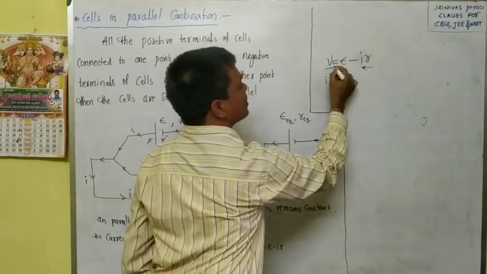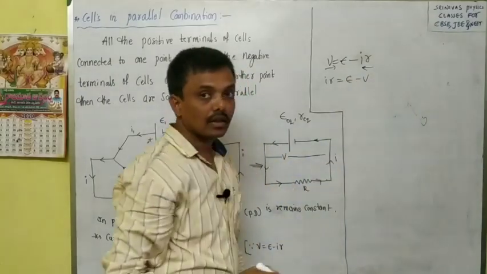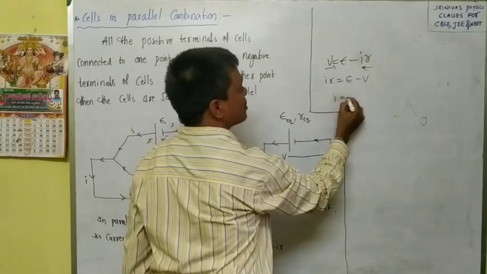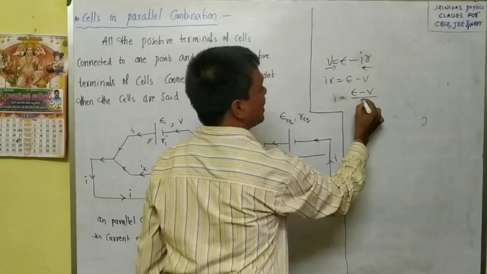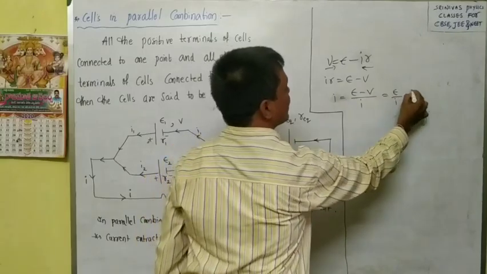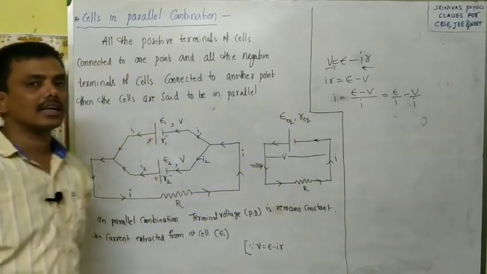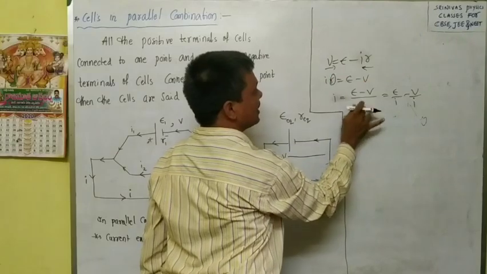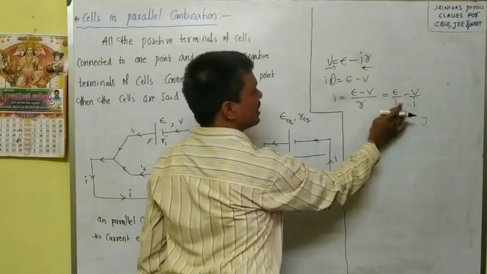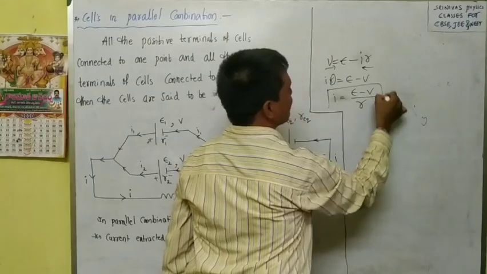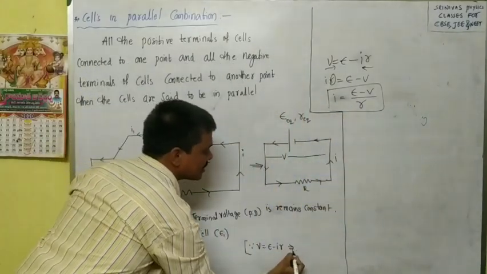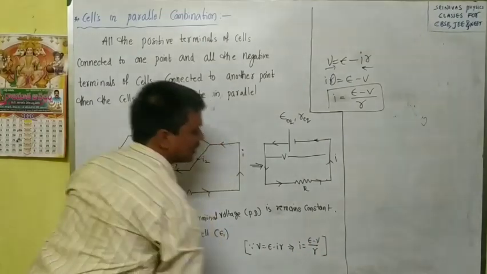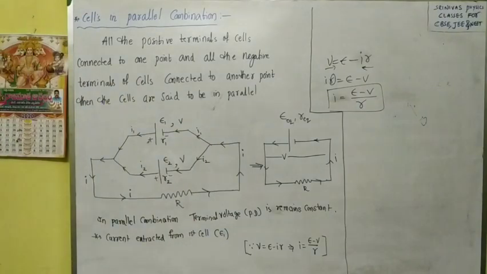We will take IR to the left side, V to the right side. IR is equal to E minus V. We want to find out the current, so I is equal to E minus V by R, or we could write E by R minus V by R. Look here, we are taking the R to the right side, not I. I is equal to E minus V by R, we will get, right? From this we get the I formula as I is equal to E minus V by R.